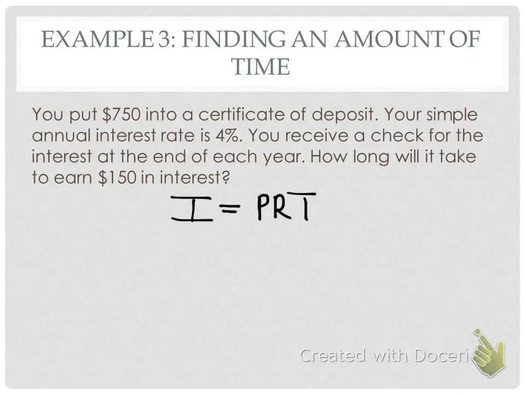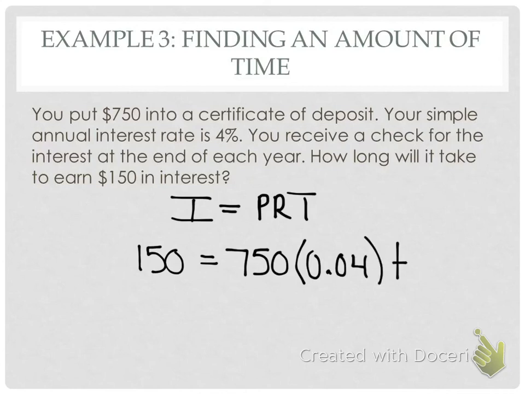So what would my interest be? Oh, I'm sorry, 150. What is my principal amount? 750. That's the initial invested. What is my rate? 4%, but we change it to 0.04, and I don't know the time.